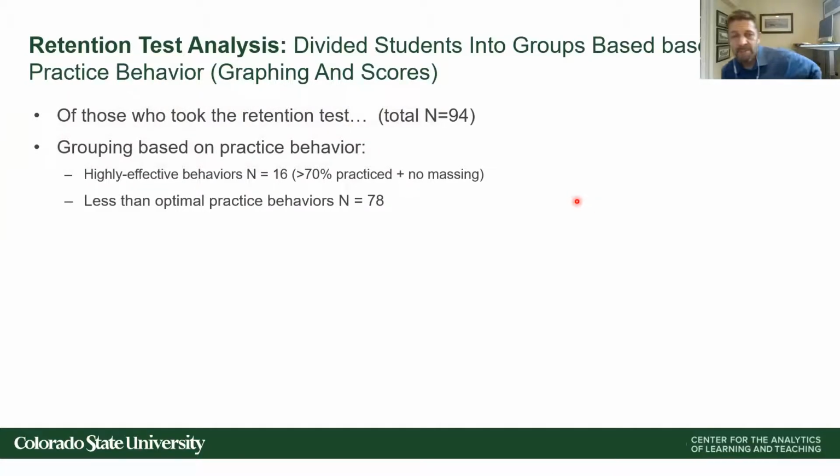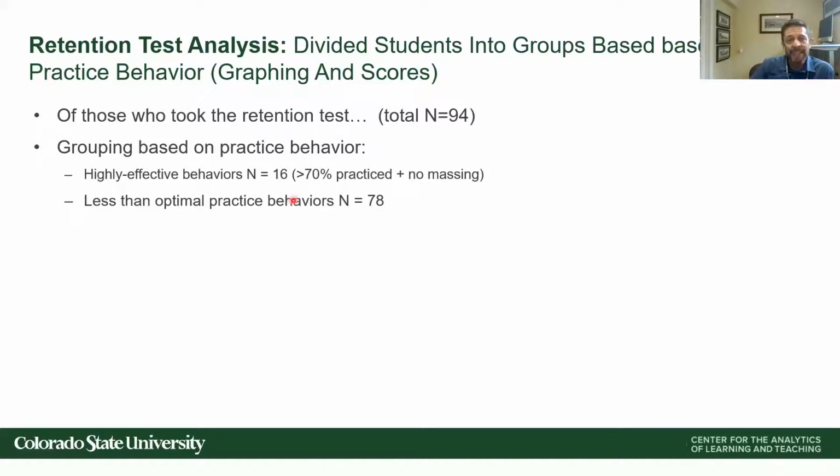What we found, because of the way it naturally played out, was that we ended up with a lot more students who took the retention test who practiced in a non-U behavior way, and about 16 students who practiced in a U behavior way. So we're breaking it out a little bit here because the ends were so small.